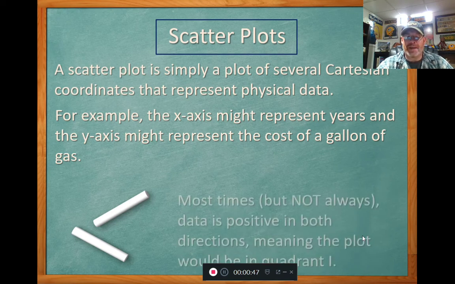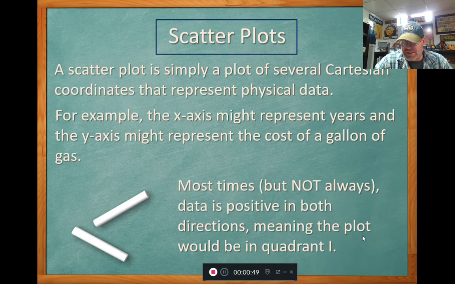One thing to keep in mind is that most times, okay, not always, but most times, the data in a scatter plot is positive both in the x and the y direction. So when you're making a graph by hand, keep that in mind, because instead of having the whole coordinate system, all you might need is the first quadrant.